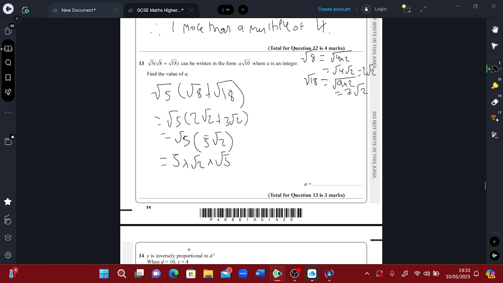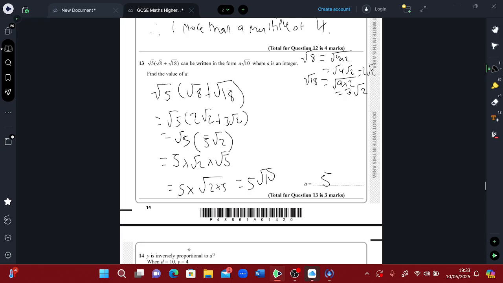Again, you can kind of do the opposite. You can also bring two different surds into one by doing it together. So 5 times root 2 times 5, and that's going to be 5 root 10. So that means A has to be 5 there. Lovely jubbly.